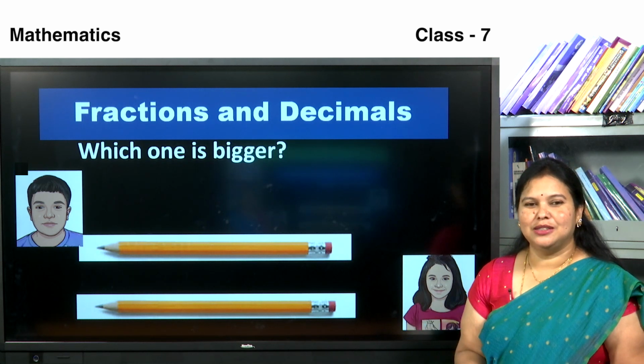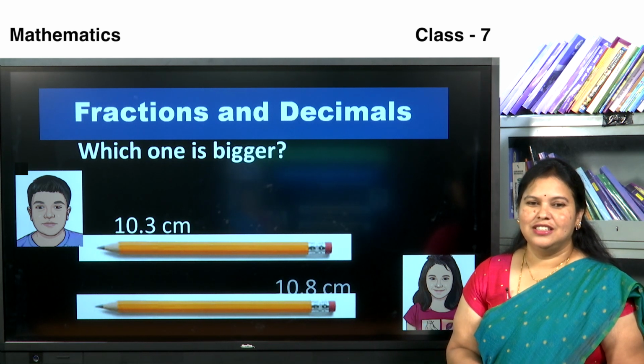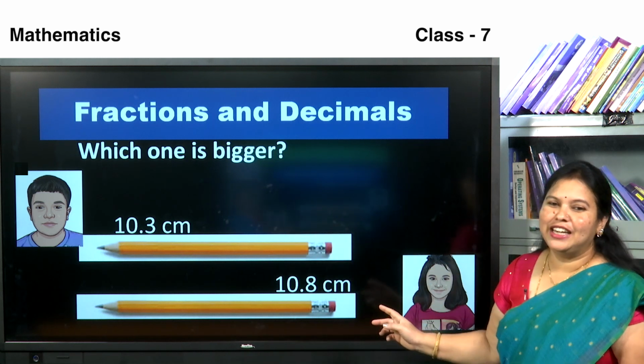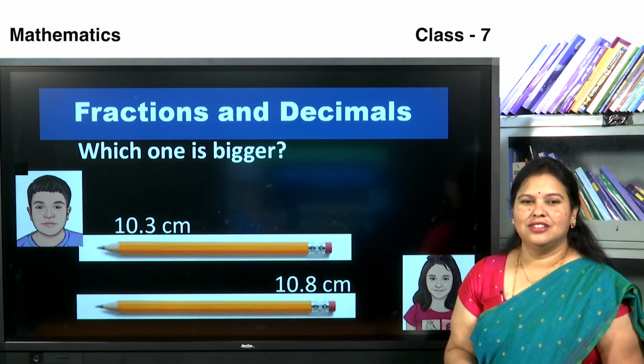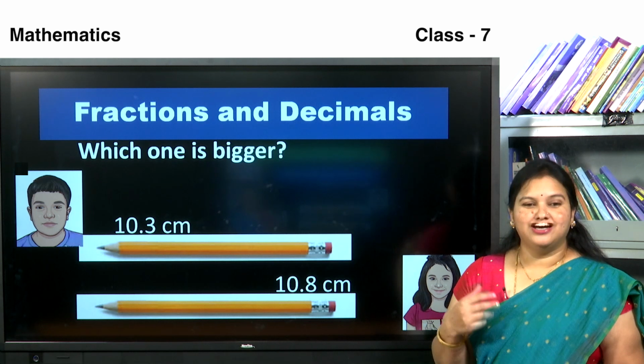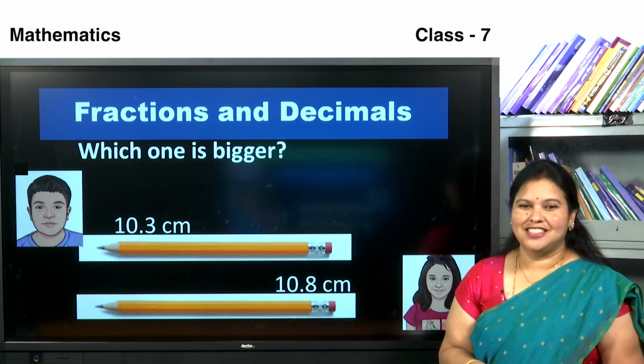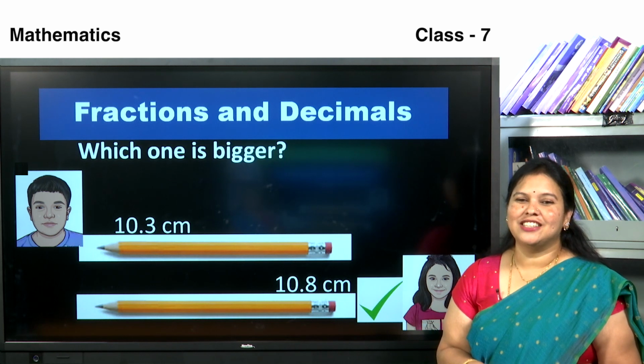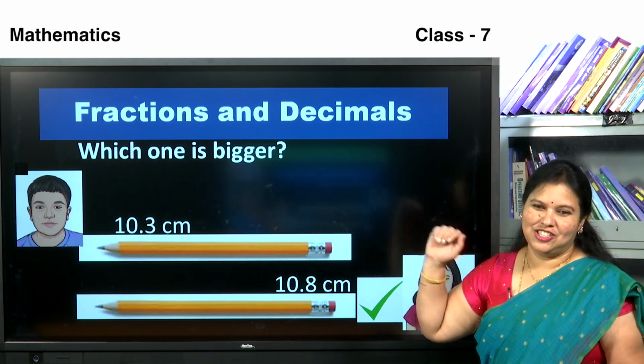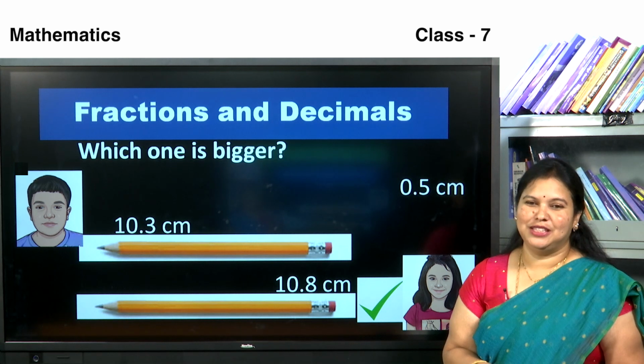So these are the measurements we got. 10.3 centimeter and 10.8 centimeter. Now it is easy to you. Now you tell me whose pencil is bigger one? Yes, certainly Prithvi has got bigger pencil than Harsha by 0.5 centimeter.